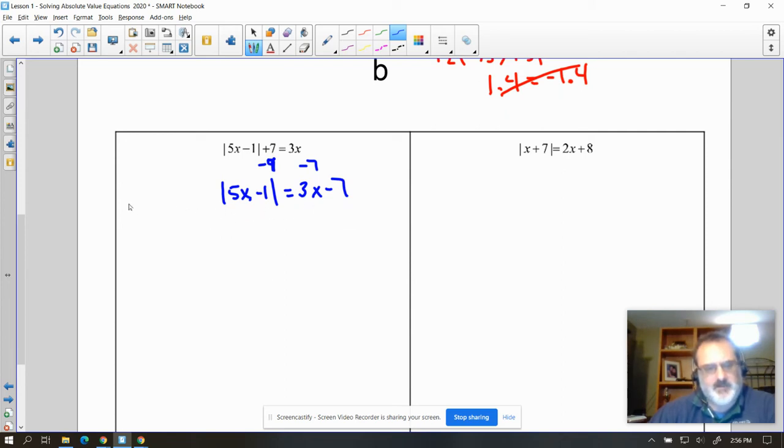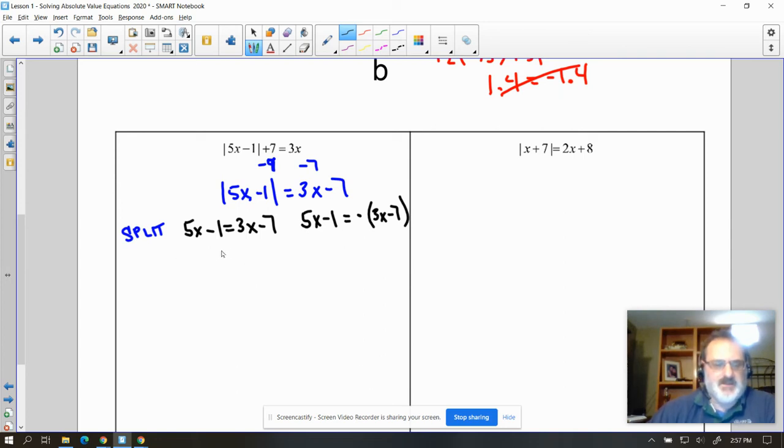So now I have a variable on both sides, but more importantly, I have the bars isolated, so I'm going to split into a positive and negative case. The positive case is going to be 5x - 1 equals 3x - 7. And the negative case is going to be 5x - 1 equals negative (3x - 7).